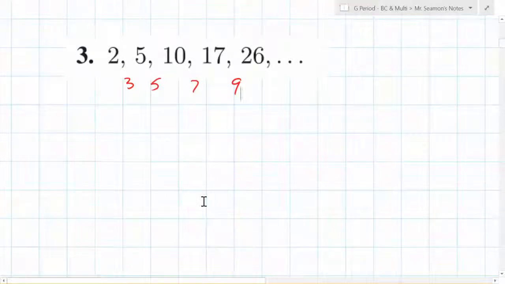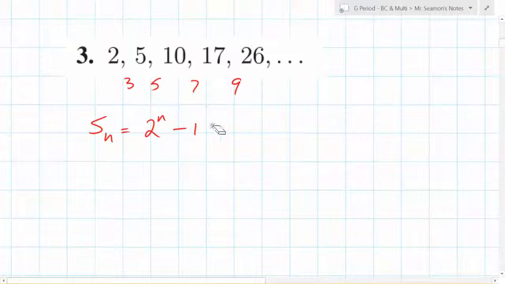Does anybody have a hint? Should I use recursive or explicit? Yeah, I got an explicit. What'd you say? S of n equals 2 to the n minus 1? Yeah. Like this? So this is 1 and this is 2 and this is 3? Are you sure it's not plus 1? I think it's plus 1, yeah, there we go. 2 to the n plus 1?